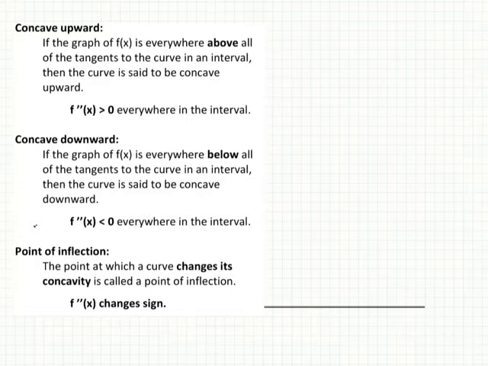What the definition here states is that if the graph of f of x is everywhere above all of the tangents to the curve in an interval, then the curve is said to be concave upward. So let's illustrate this first.